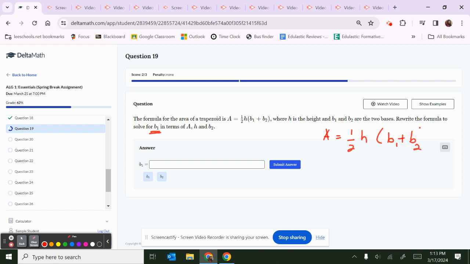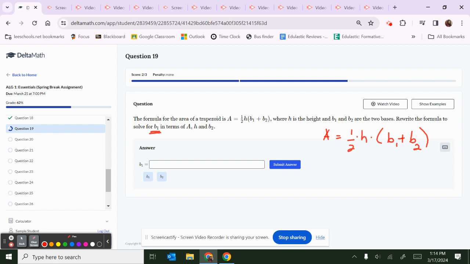So first things first, guys, we need to locate where the B1 is, because that's what we're solving for. The B1 is on the right side, inside of the parentheses with a B2, okay? So I can't get rid of the B2 as yet. It's being multiplied by H, that's also being multiplied by 1 half. So what we're going to do is get rid of the 1 half first, because it's the furthest thing away from my B1.